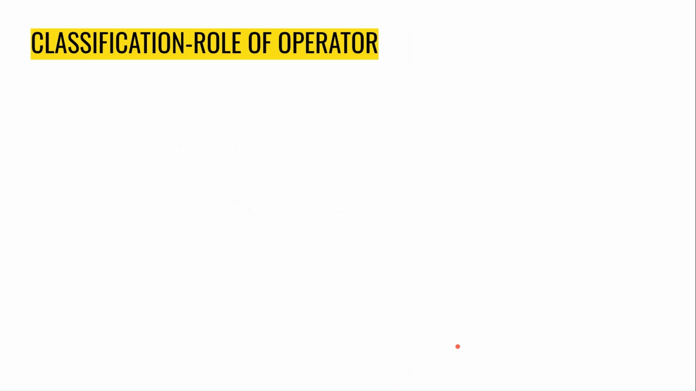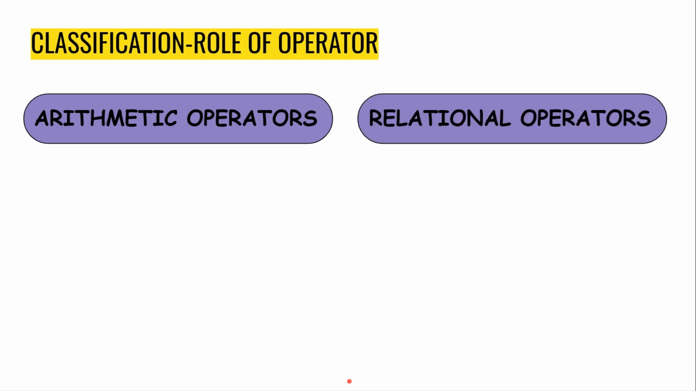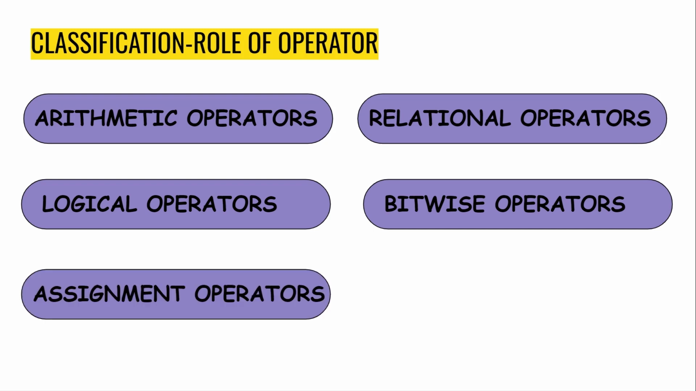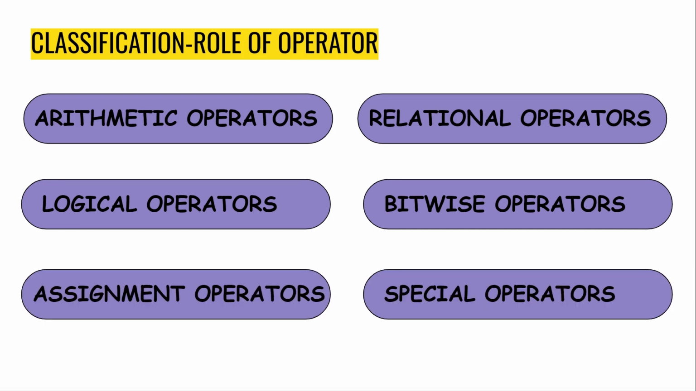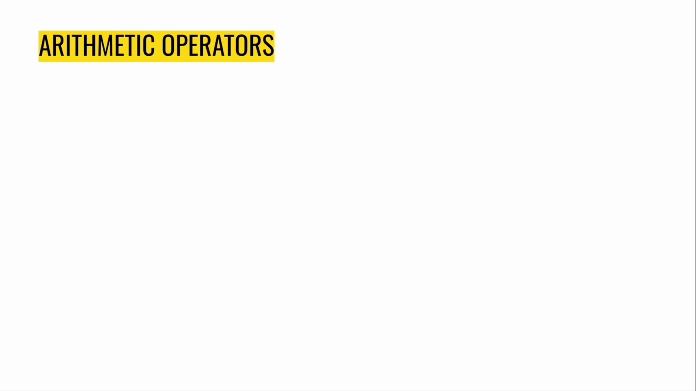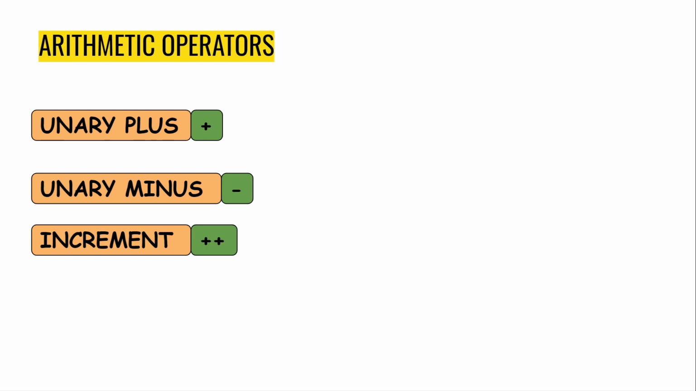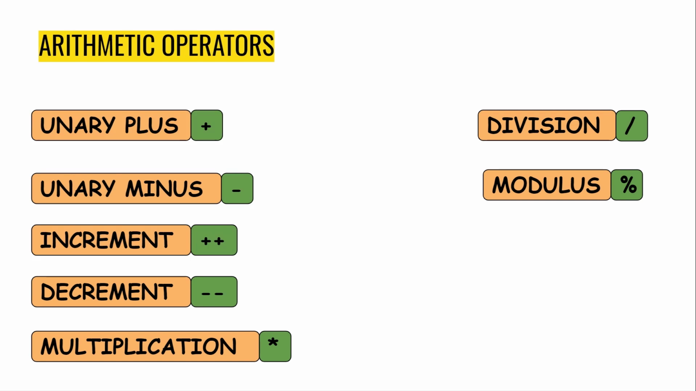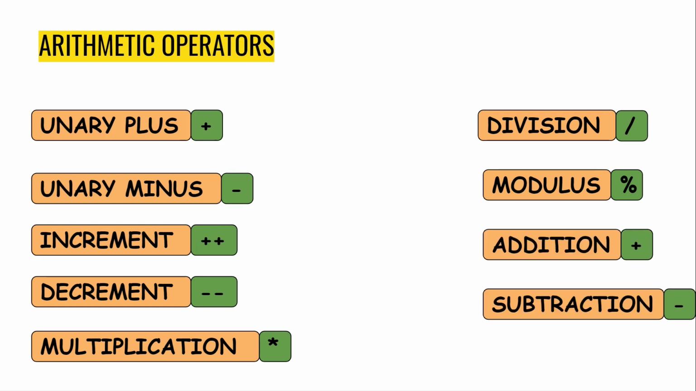Based on the role of operator, they can be classified as arithmetic operators, relational operators, logical operators, bitwise operators, assignment operators, and special operators. What is an arithmetic operator? An arithmetic operator includes unary plus, unary minus, increment, decrement, multiplication, division, modulus, addition, and subtraction. Any expression that involves arithmetic operators is called an arithmetic expression. So let us see one example for each of the operators.